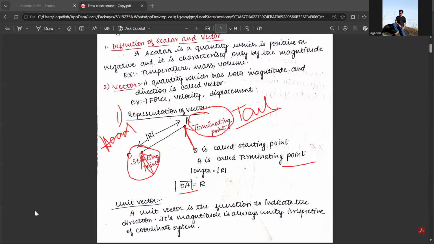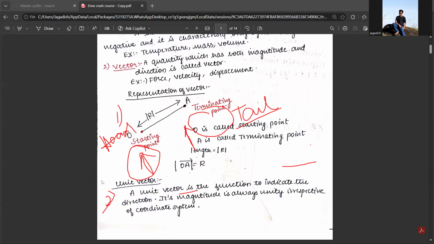Okay. So the next topic is the unit vector. Learn the definitions also. If you see the previous year paper, they have asked the definition for 8 marks. So a unit vector is used to indicate the direction. Its magnitude is always unity irrespective of the coordinate system.